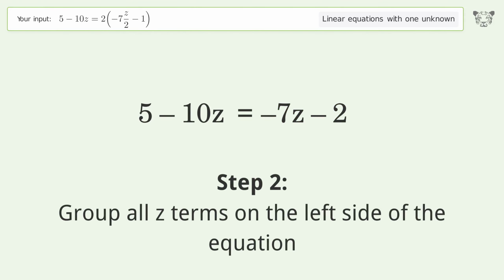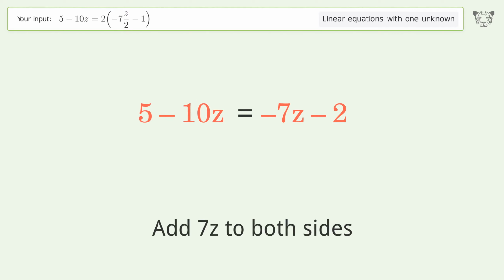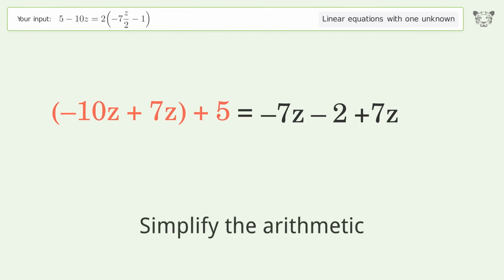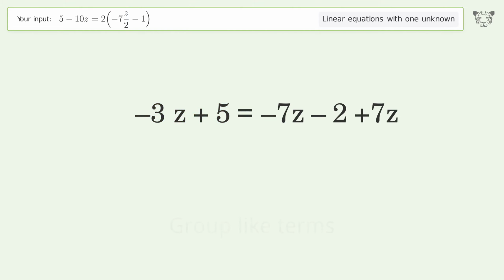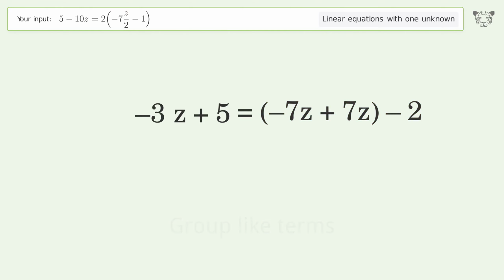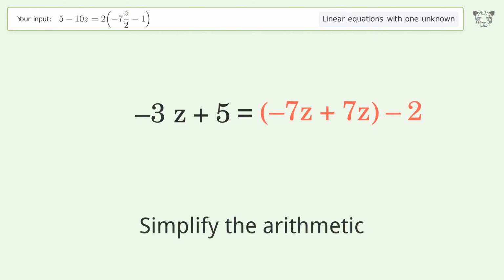Group all z terms on the left side of the equation. Add 7z to both sides. Group like terms. Simplify the arithmetic. Group like terms. Simplify the arithmetic.